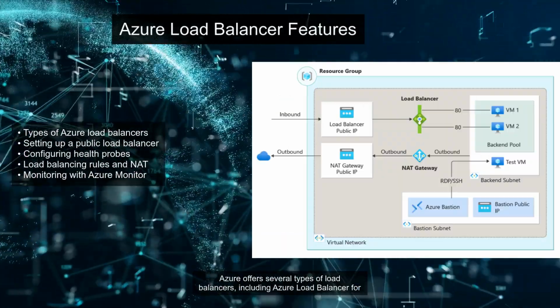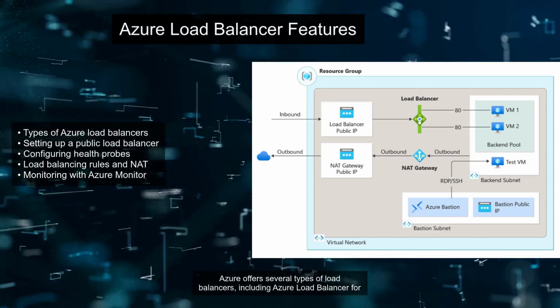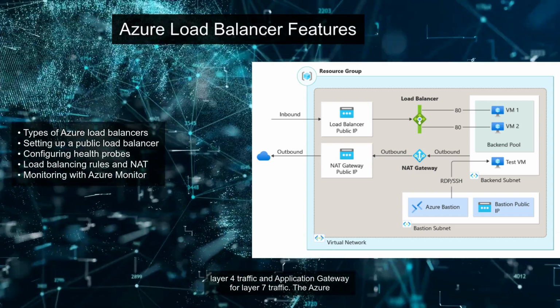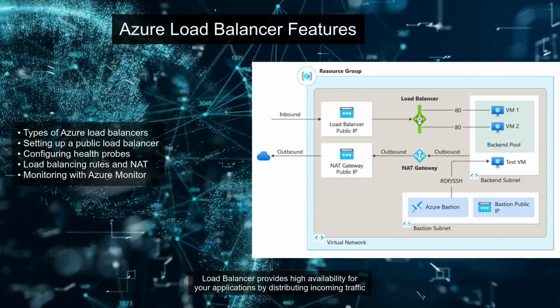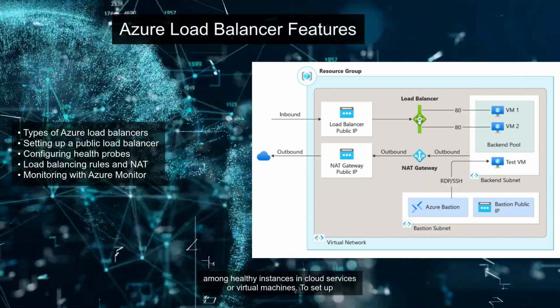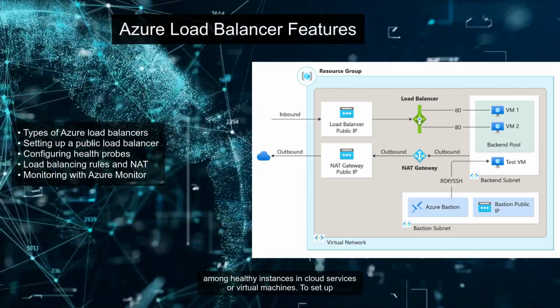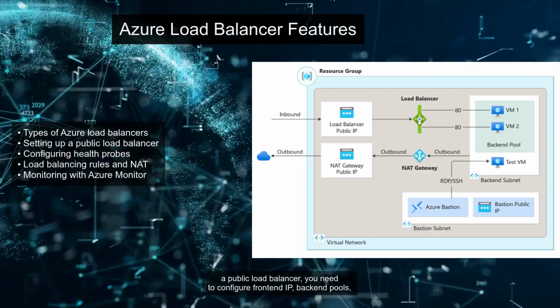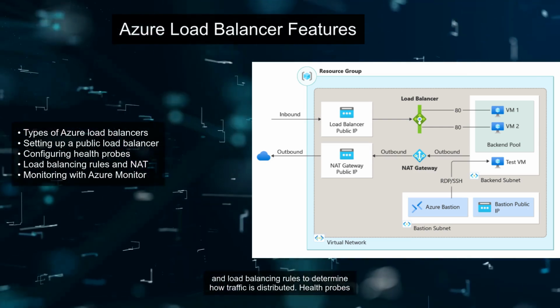Azure offers several types of load balancers, including Azure Load Balancer for Layer 4 traffic and Application Gateway for Layer 7 traffic. The Azure Load Balancer provides high availability for your applications by distributing incoming traffic among healthy instances in cloud services or virtual machines. To set up a public load balancer, you need to configure front-end IP, back-end pools, and load balancing rules to determine how traffic is distributed.